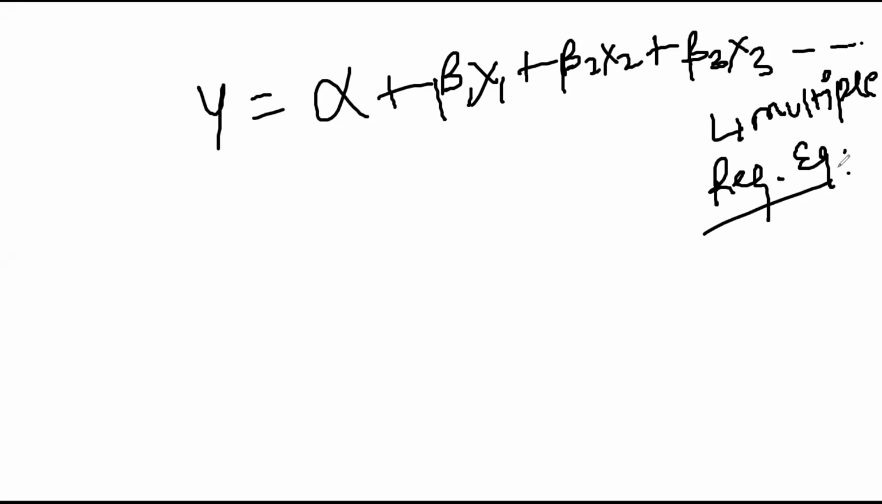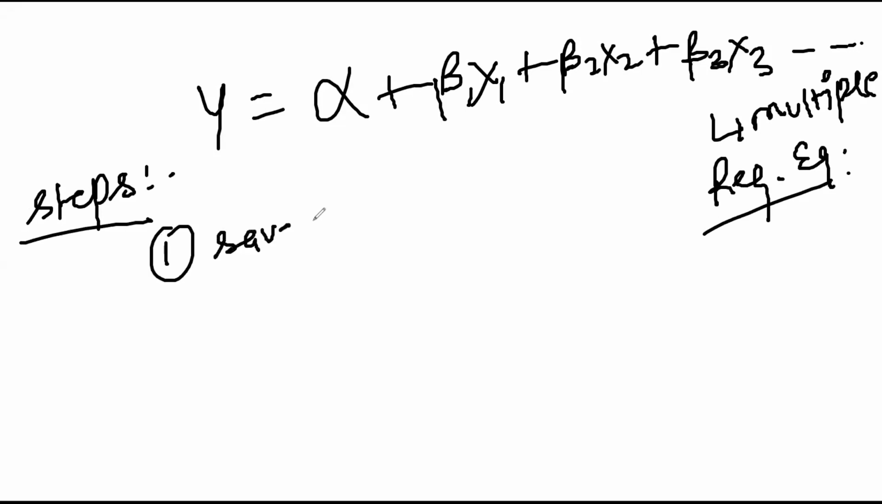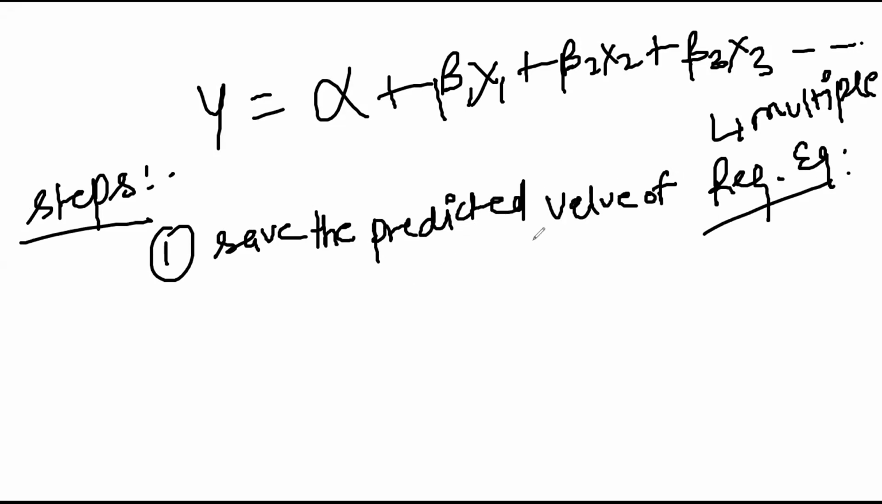So in this multiple correlation, there are some steps to apply it. The first step is you have to save the predicted value of y. So the first step is to save the predicted value of y in the SPSS, right?